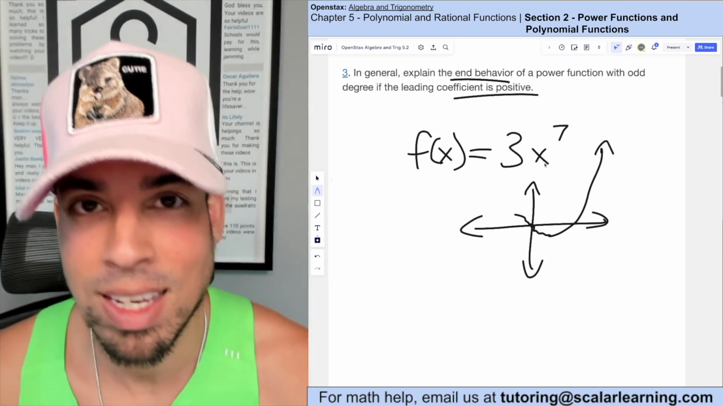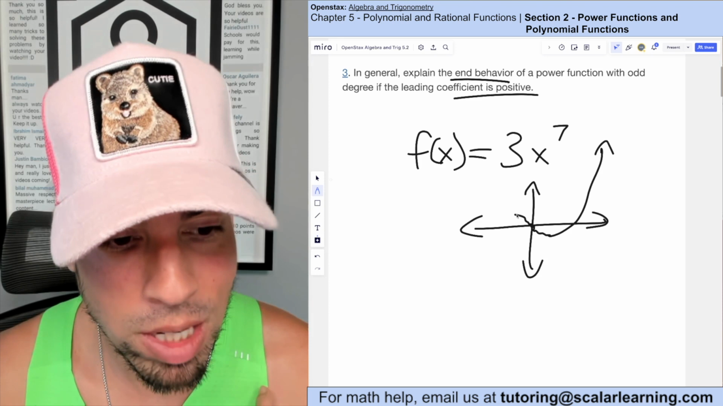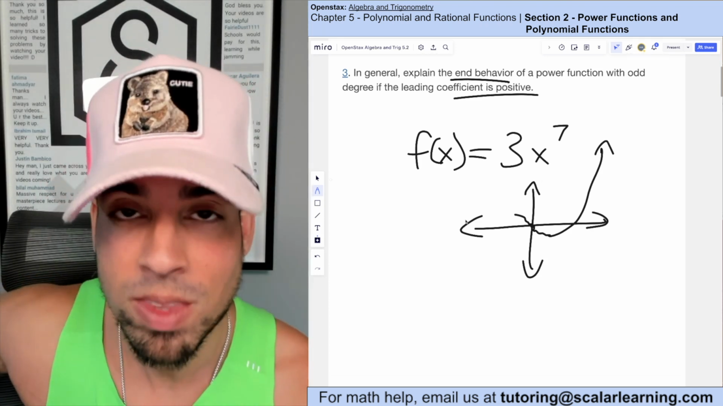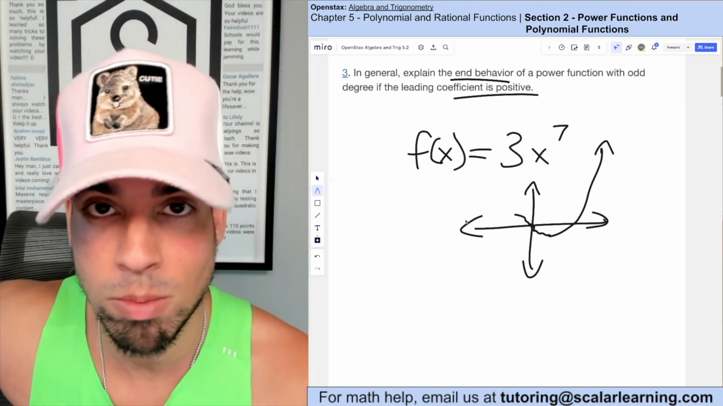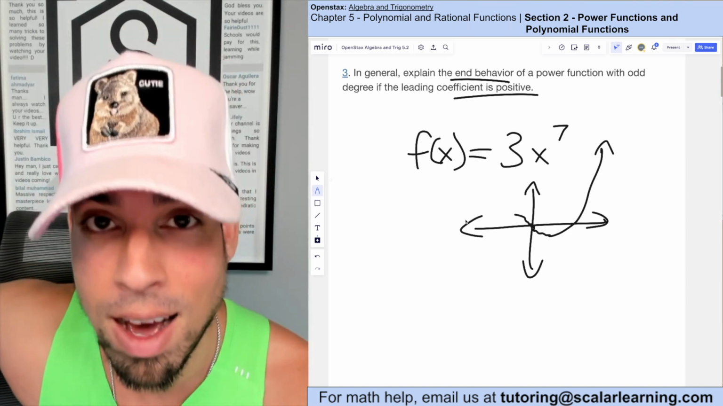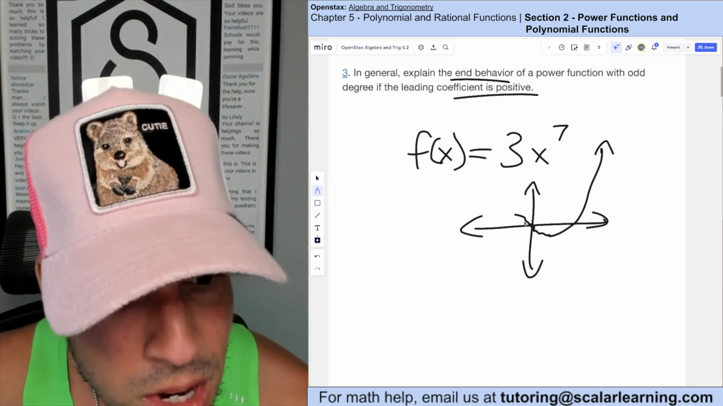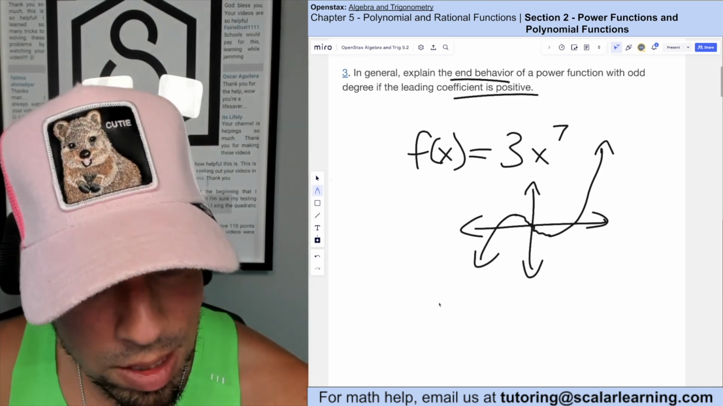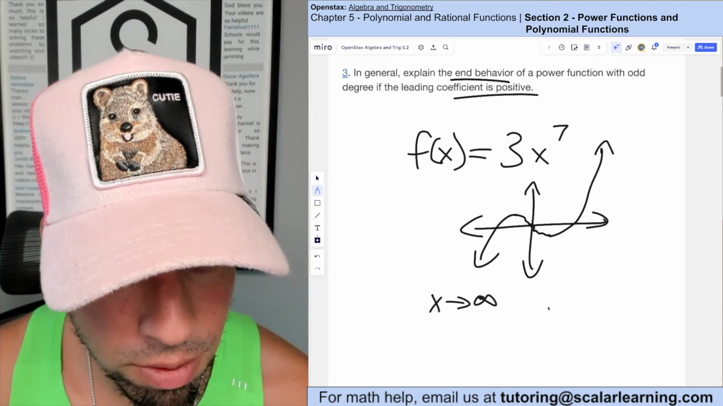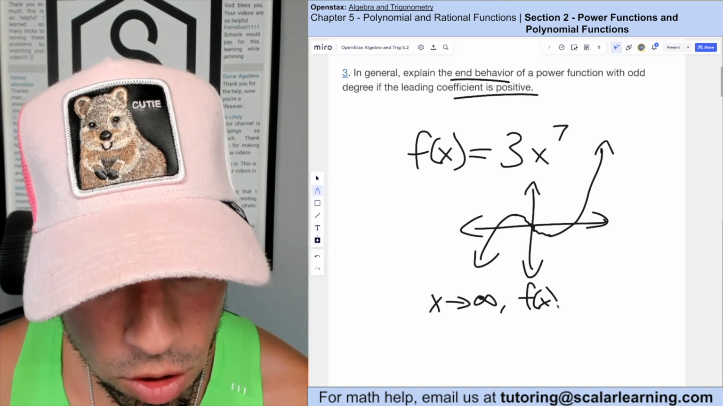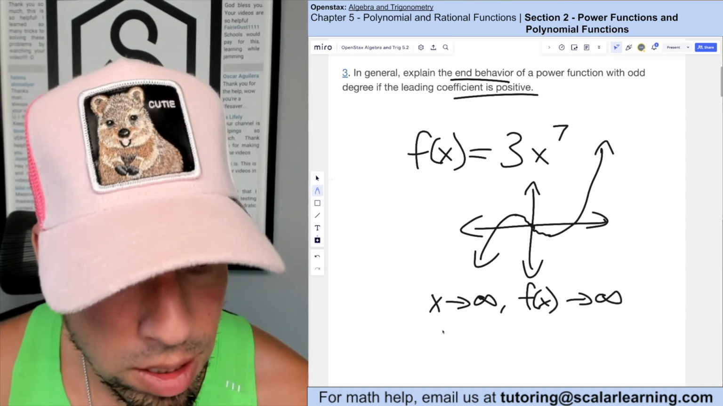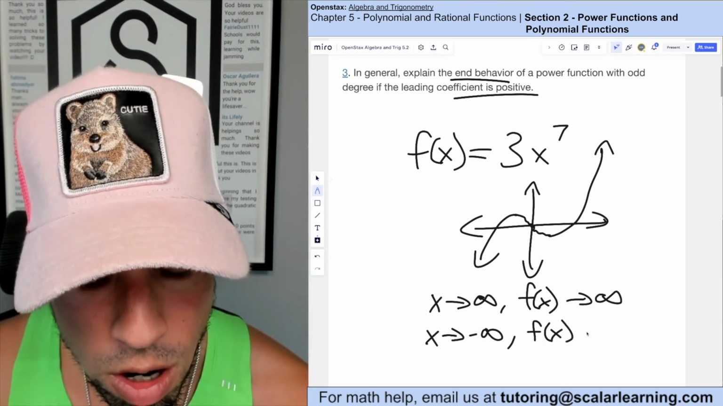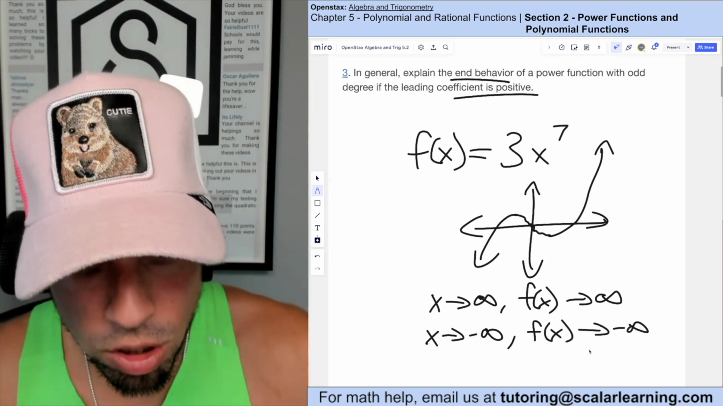What about when x's get really negative? Well, we know then the end behavior as we go to the left. Imagine negative 10 to the 7th. That's a huge negative number. Negative 100 to the 7th, another huge negative number, because a negative times itself an odd number of times is going to be negative as well. So as we go to the left, it's going to go down towards negative infinity, which means as x approaches infinity, the function value also approaches infinity. And as x approaches negative infinity, the function value approaches negative infinity. So there's your end behavior.